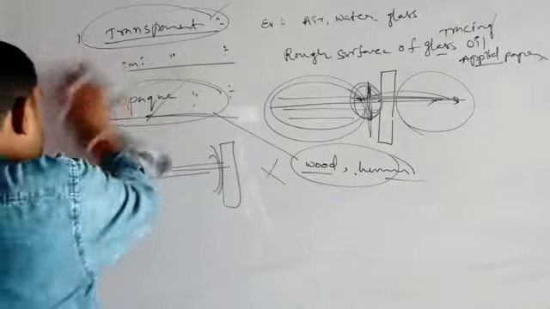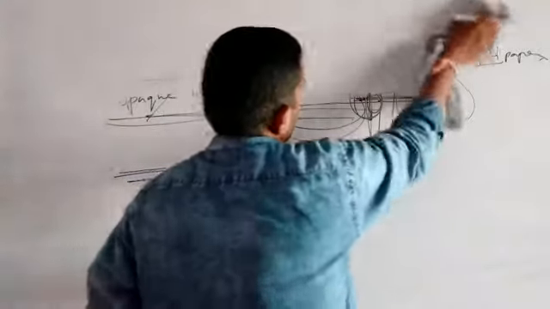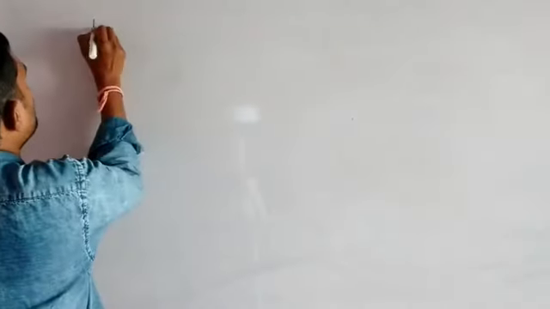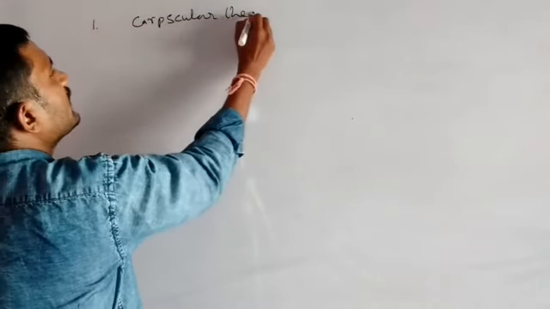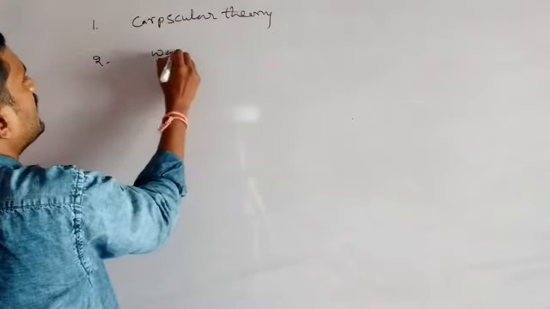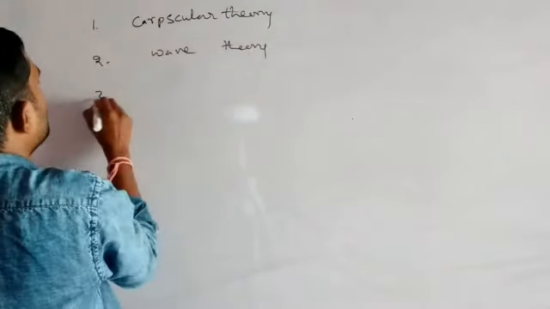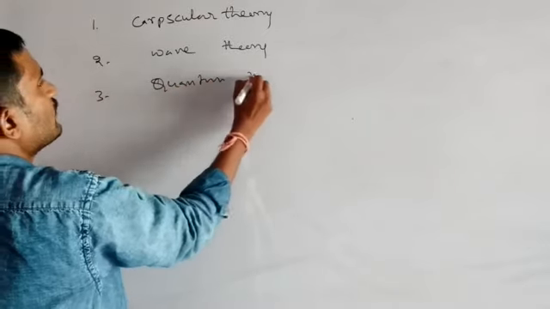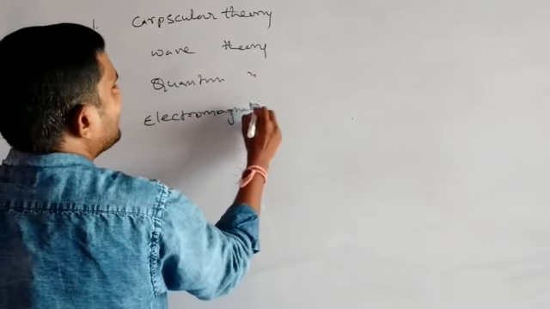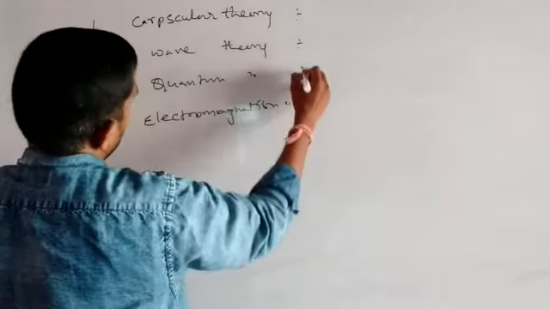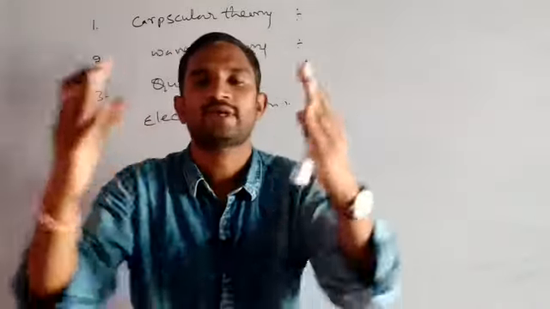First one, Newton's corpuscular theory. Second one, Huygens' wave theory. Third one, Planck's quantum theory. Fourth one, electromagnetic theory. Four theories were developed by scientists to know the properties of light.